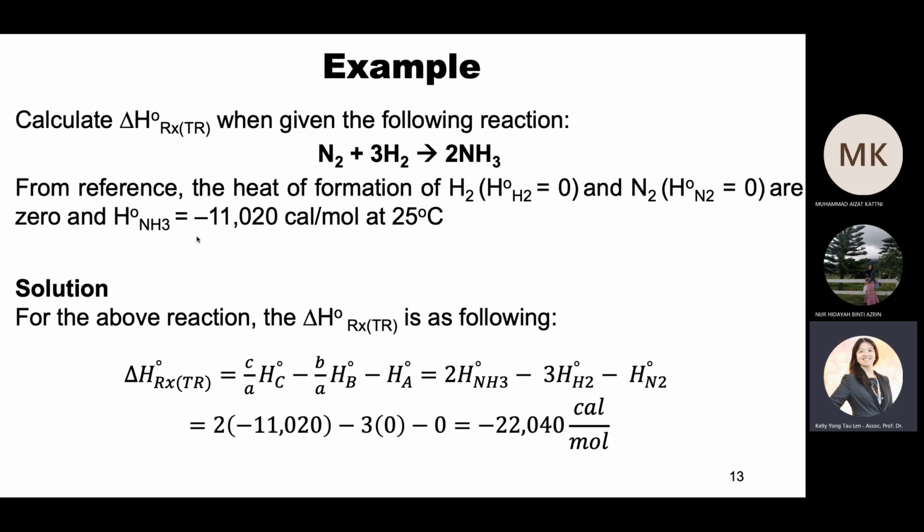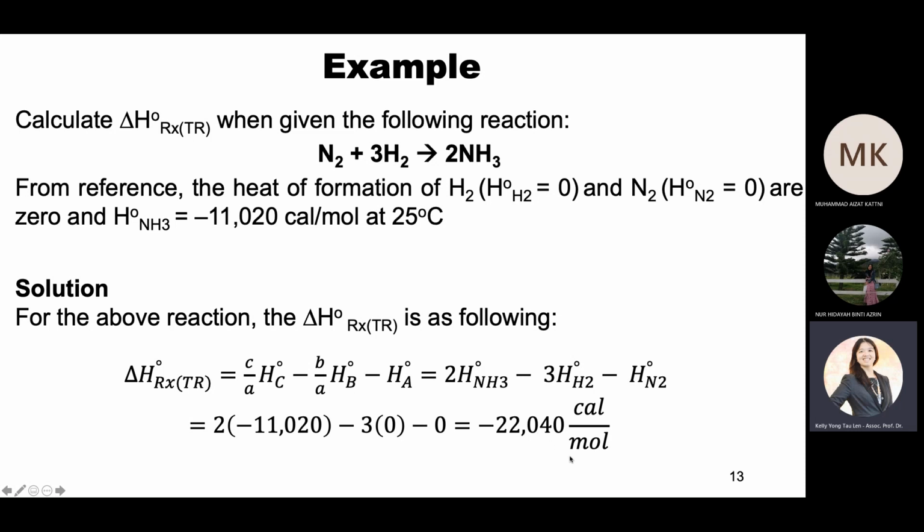Okay. So let's say kamu nak calculate dia punya heat of reaction. Okay. So you will calculate as in this case, 2 reactant, 1 product. So C per A, heat of formation of ammonia, your C, minus B per A, heat of formation of hydrogen gas, minus again heat of formation of nitrogen gas. Don't forget ratio of stoichiometric coefficient. Okay, jangan lupa. Part ni kadang student lupa. Dia kena masuk juga stoichiometric coefficient, and you will get negative 22,040 calorie per mole.